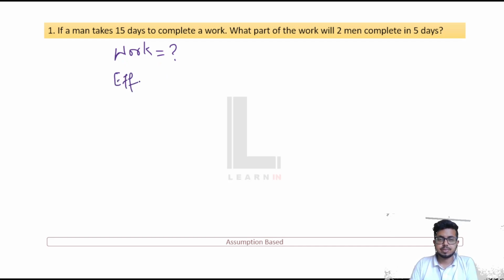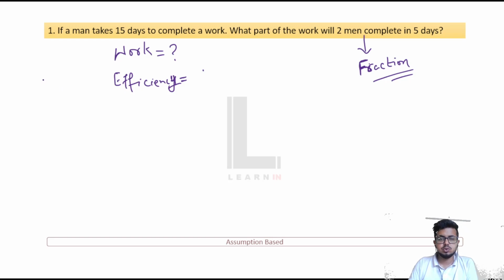Efficiency. Do we know about the efficiency of man? No, we do not. Now we can assume one of them because the part of work needs to be found in fraction. Whenever we would need to find something in fraction, we do not need to fear that we would get a wrong answer by taking an assumption.